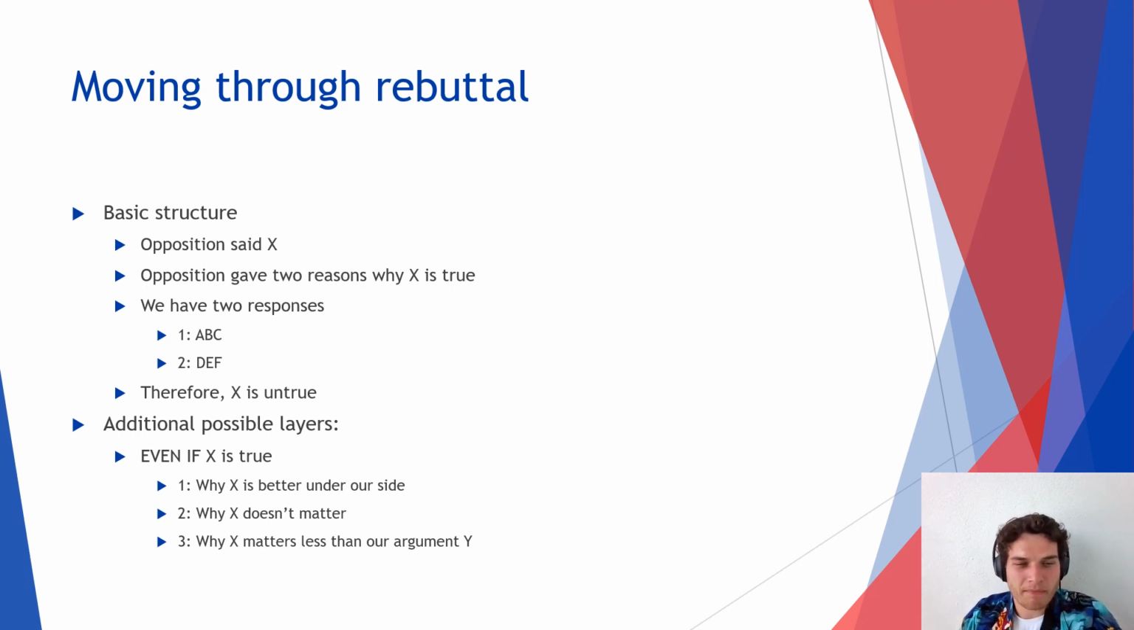So you flip the argument. Why X doesn't matter? You mitigate it. You show why it's a relatively small, unimportant effect that doesn't really have a big influence on the world. Or you might just outweigh it by showing why X matters less than an argument you've given called Y. Now you can also do some additional things with this.